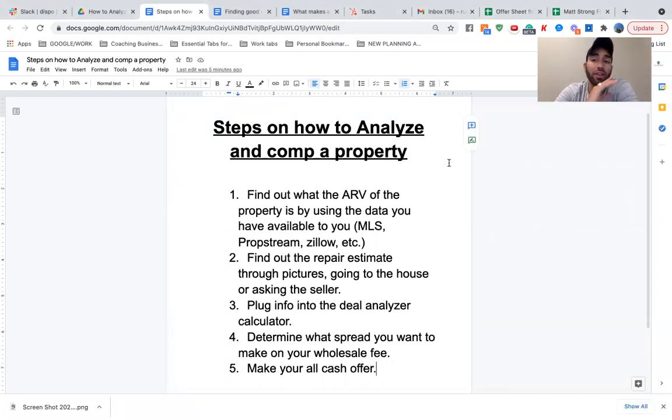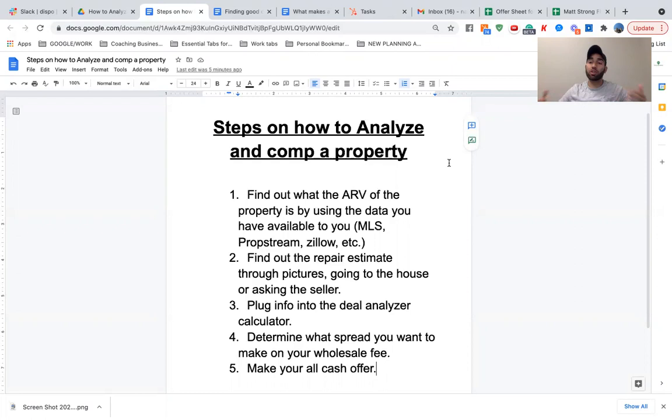So number one, the first thing you want to find out when talking to sellers is what the ARV of the property is. And ARV is the after repair value. That's what a flipper, or someone that's going to fix the house up and resell it, wants to know: what can I resell this house for after I fix it up? The first thing you're going to do is find the ARV by using the data you have available to you, whether you have MLS access, PropStream, Zillow, those websites that will help you determine the value.